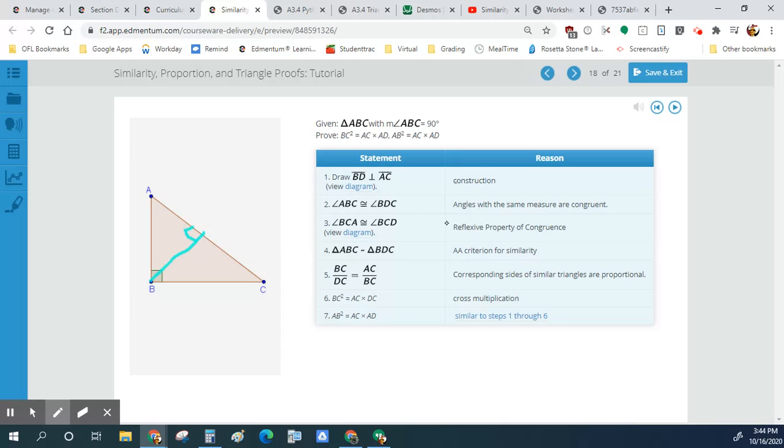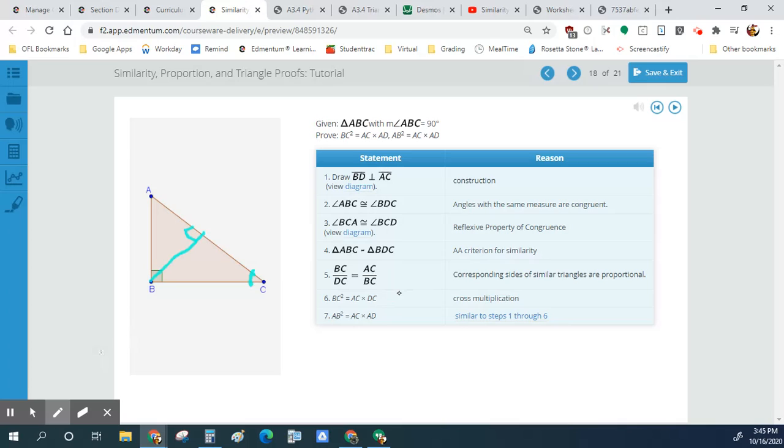Then they're saying that it's by the reflexive property. This is congruent to itself. So then they're saying that these two are congruent. So this thing is congruent to this one because of angle similarity. And because of that, you can use proportionality, and using proportionality will help you figure out that you can cross multiply here.